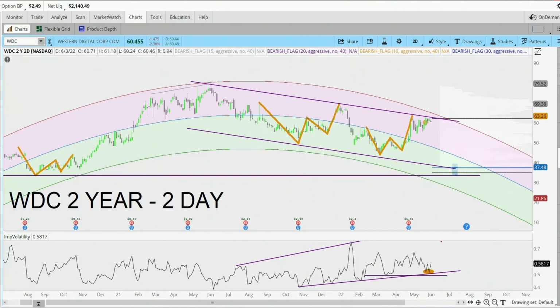WDC, 2-year, 2-day. We can see the trend indicator pointing down. We have 2 points of resistance, confirming the trend indicator resistance. At the same time, we have a diagonal line support on the implied volatility, along with a horizontal support, giving us a low premium value on the option to buy. As price goes lower, the implied volatility price will be added to us, giving us more value on the puts.